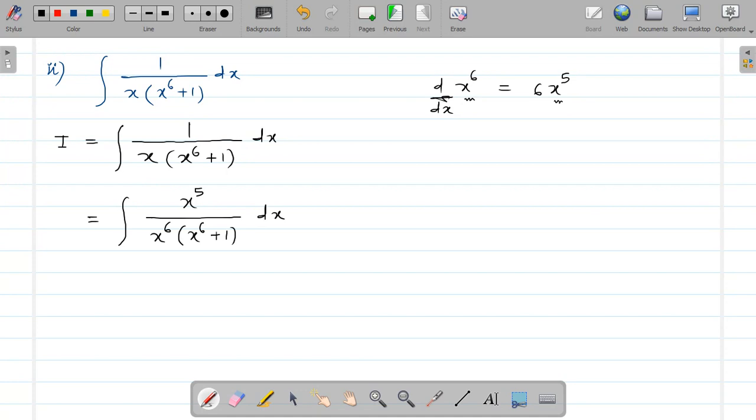So original 1 upon x can be adjusted like this, x raised to 5 upon x raised to 6. So this is a very useful adjustment. Now after this adjustment, what is the substitution here? I will put x raised to 6 is equal to t. You can put x raised to 6 plus 1 is equal to t also, but here I have put x raised to 6 is equal to t.